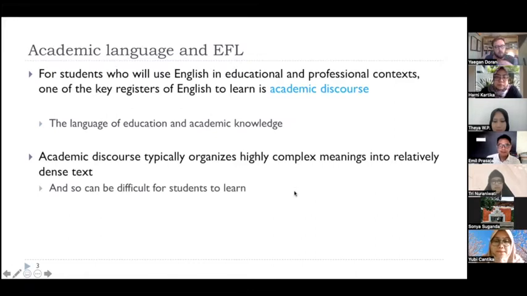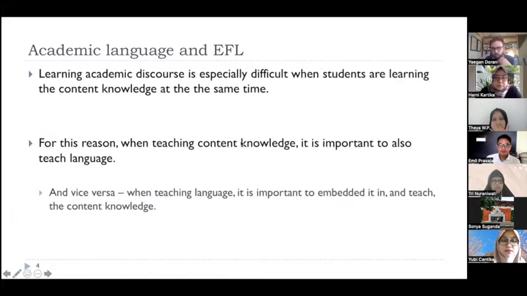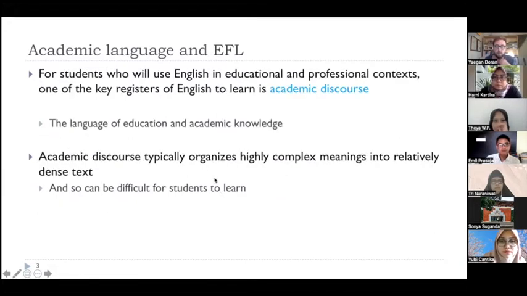For students who are going to use English or another language in educational and professional contexts, whether they're going to study overseas or study in another language at home, or whether they're going to work, this also, of course, applies to students within Indonesia who might speak, say, Bahasa Sunda, or another language, and have to learn Bahasa Indonesia as they move into school and the like.